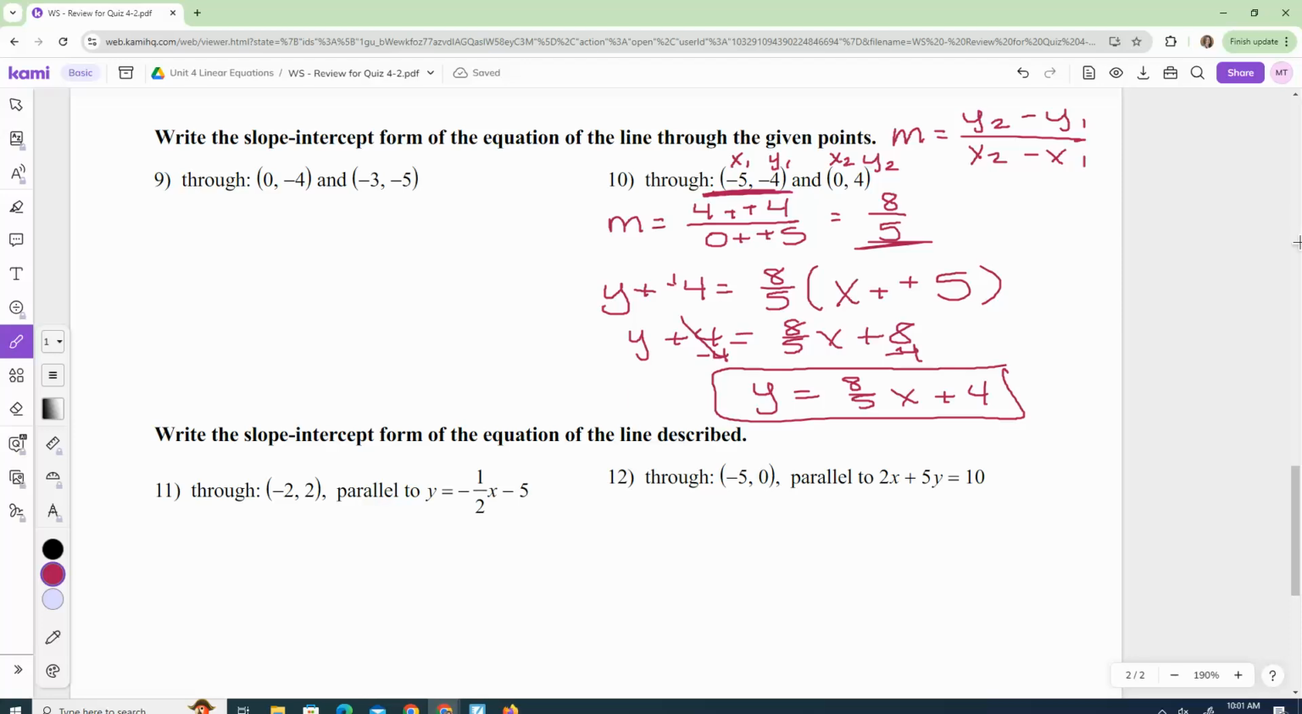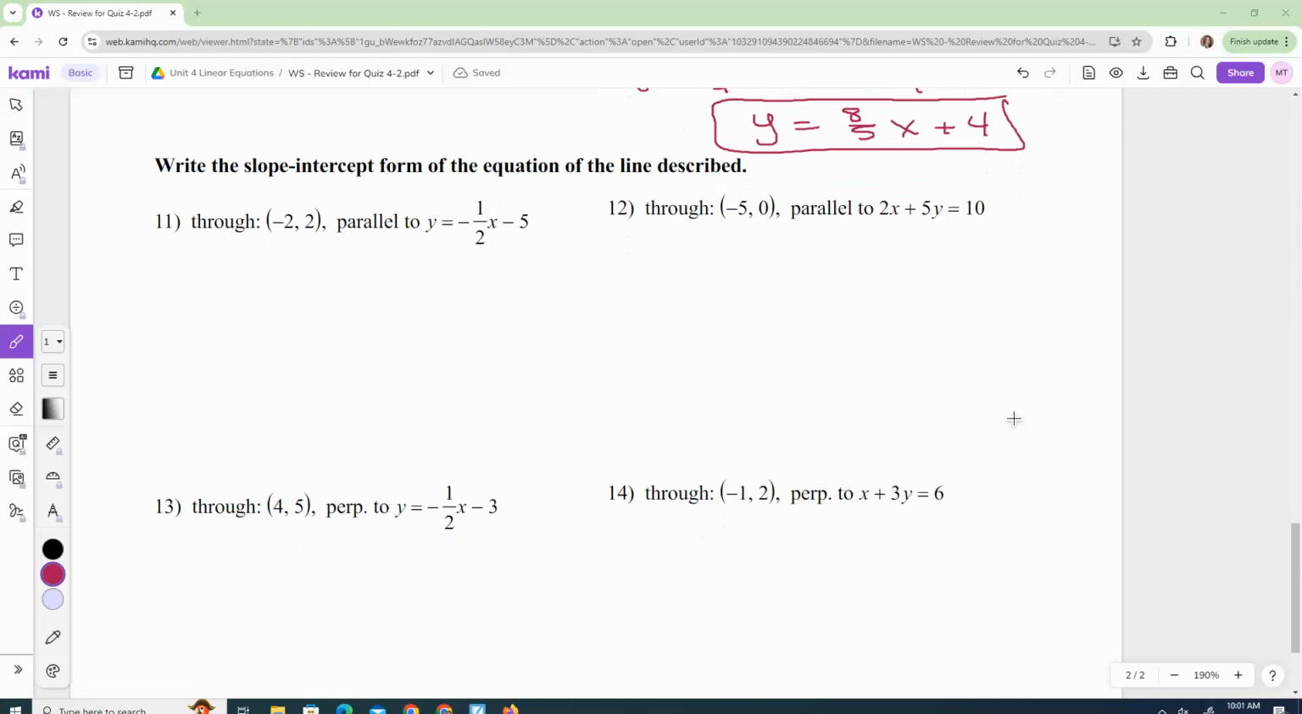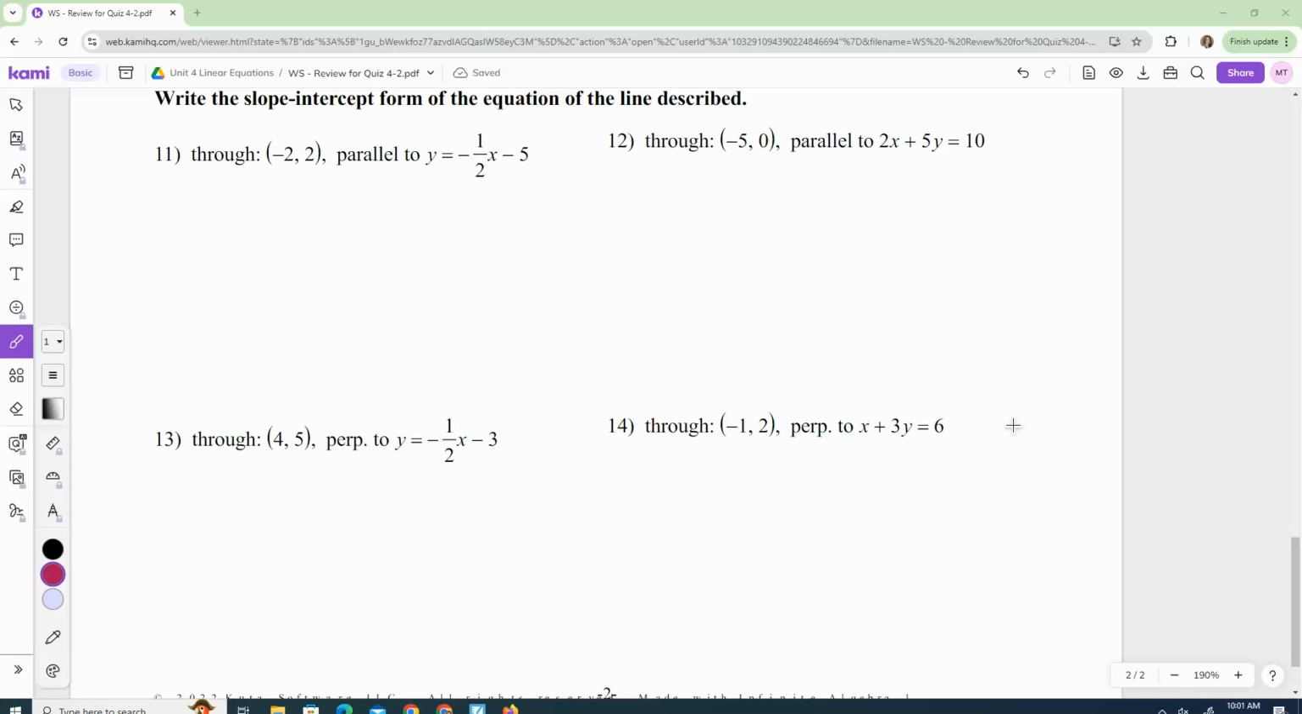Most recent thing we've done is parallel perpendicular. You have to know the difference. What does parallel mean? Same slope. Two lines that never meet, and that only happens if their slopes are identical. What is perpendicular? Opposite reciprocals. Okay. So if I look at number 12, I want to go through the point -5, 0, parallel to this line. So if I'm going to be parallel, I know that means the same slope.